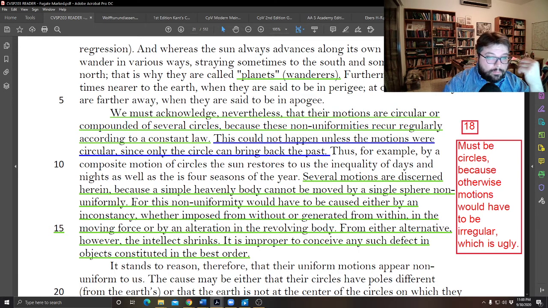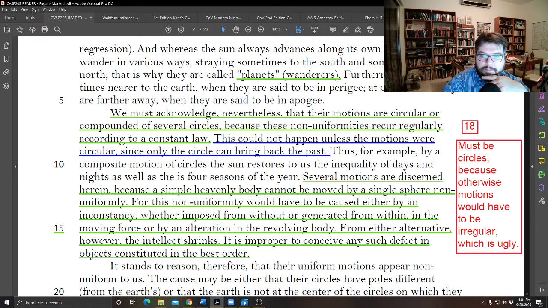So why? He gives us some reason here. So that is an Aristotelian principle, but why would you think that something moving in a perfect circle around its center should not move irregularly around that circle? Well, he says, for this non-uniformity would have to be caused either by an inconstancy, whether imposed from without or generated from in the moving source, or by an alteration in the revolving body. So, in other words, if a body, say the Earth moving in a circle, were to speed up and slow down on that circle, it could only do so if something caused it from outside to slow down and speed up, or it sped itself up and slowed itself down.